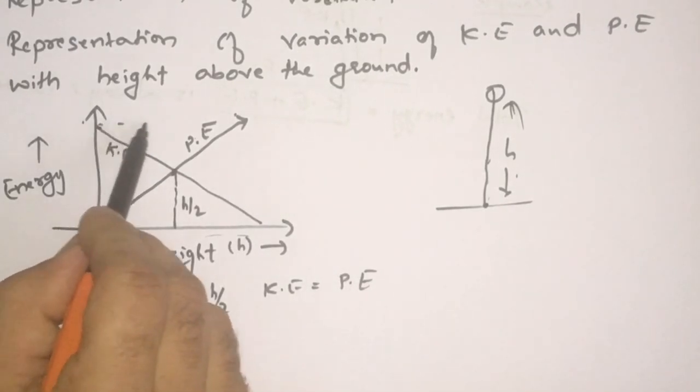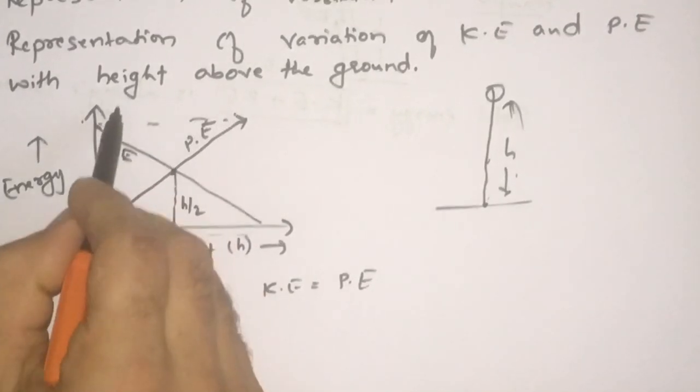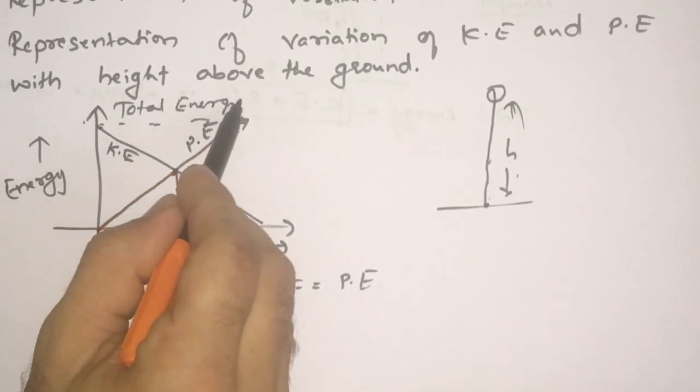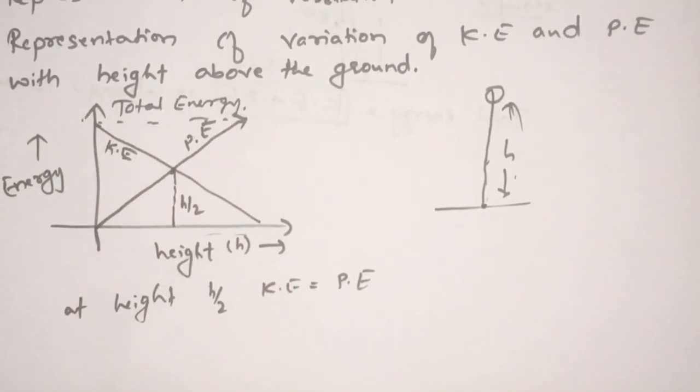And the total energy is given here. This is total energy, which is constant, which we already discussed, correct or no?